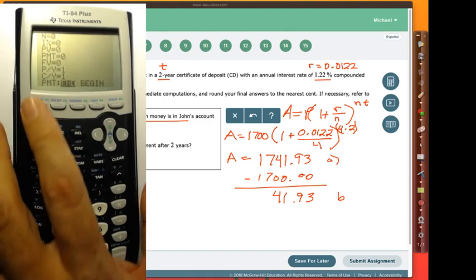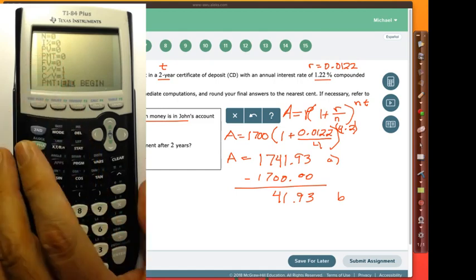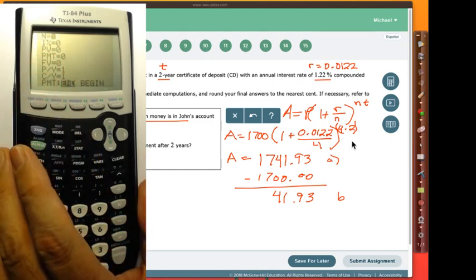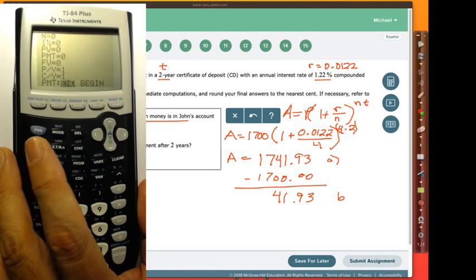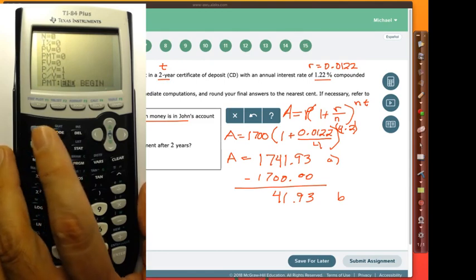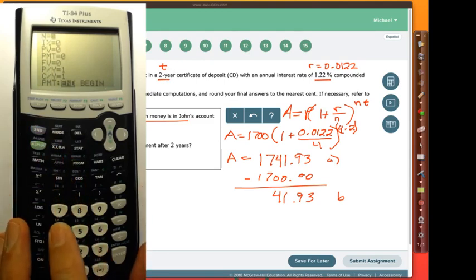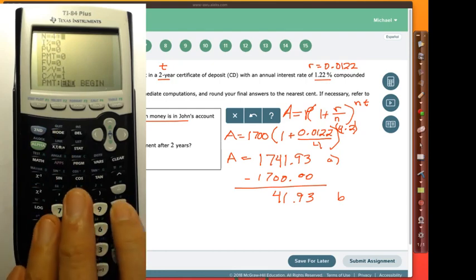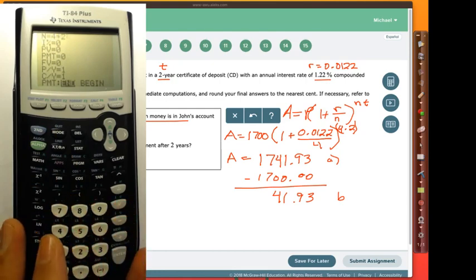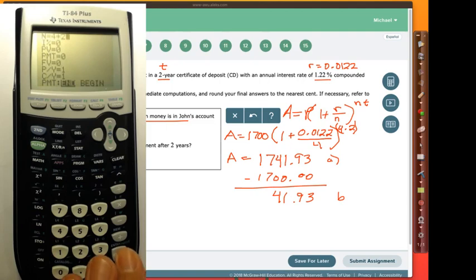So the N is the total number of periods. That's kind of like where that comes from, is it's this exponent. It's the number of times per year times the number of years. So for this one, since we're compounding quarterly, it's going to be 4 times 2, the number of years. And what's cool with this calculator is you can just enter 4 times 2. When you hit enter, it does the calculation for you.